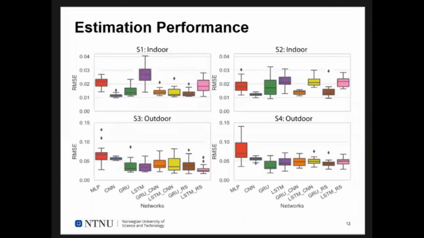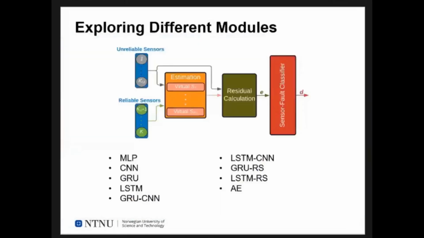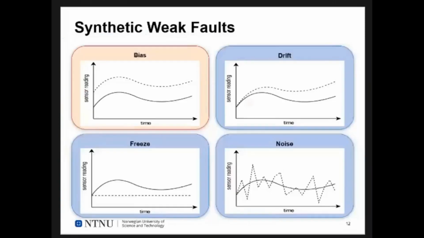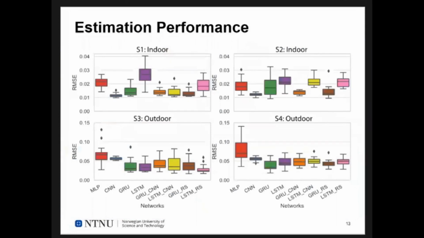So here is the estimation performance of different solutions. These are the performance of various solutions for the estimation layer. So how good are we, having all the measurements from the rest of the sensors, at estimating the actual value that has been measured by another sensor? In this case, we might see that the original proposal had this kind of performance.